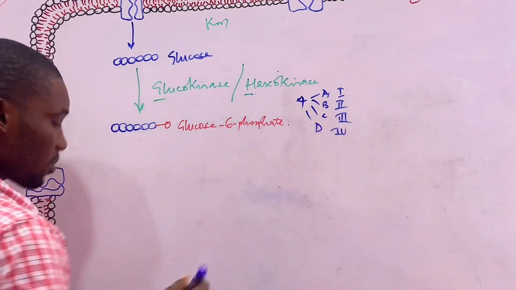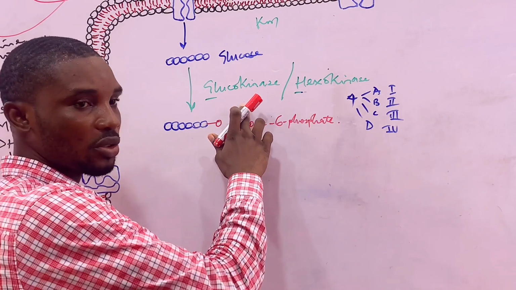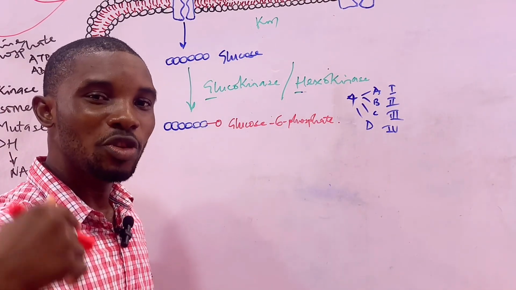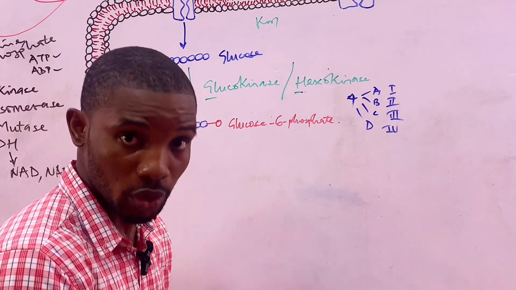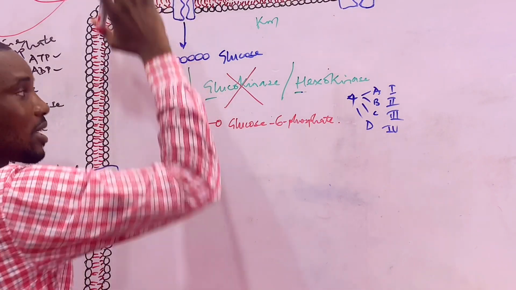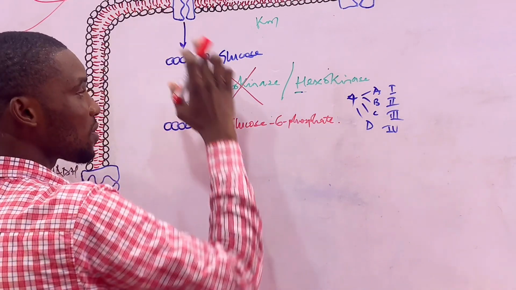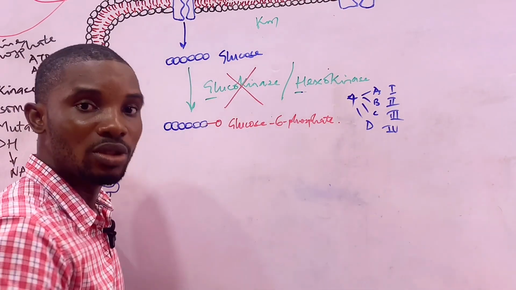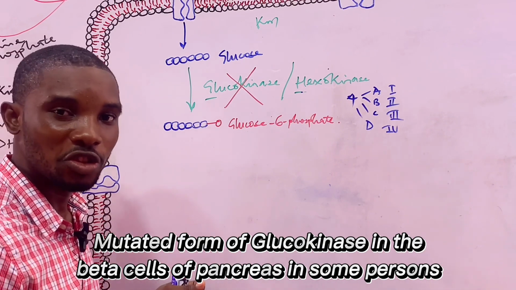All right? Before we move on to the next step, there is something that can go wrong in this step, and that's what makes you a good doctor. You need to know what can go wrong in the pathway. It's not just about memorizing the pathway, right? So remember, I told you that glucokinase is found in the liver and beta cells of the pancreas, and in some individuals, the beta cells of the pancreas have a mutated form of what? Glucokinase. So glucokinase is not functioning properly.